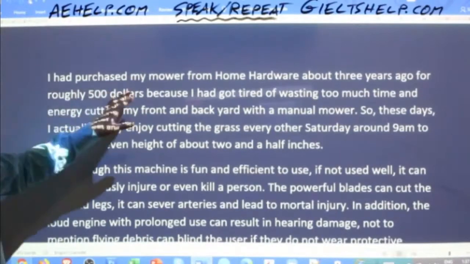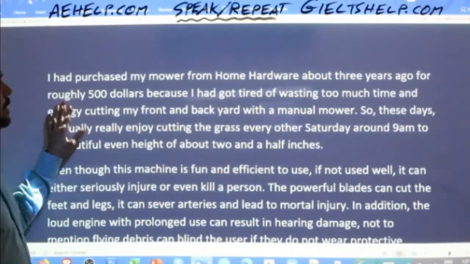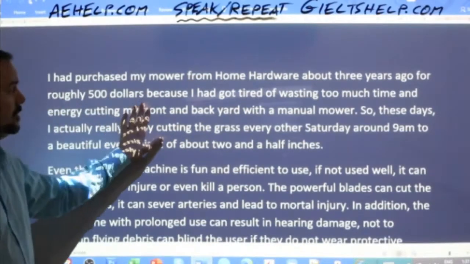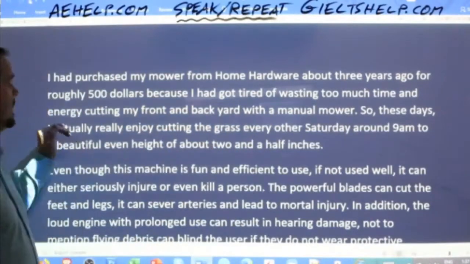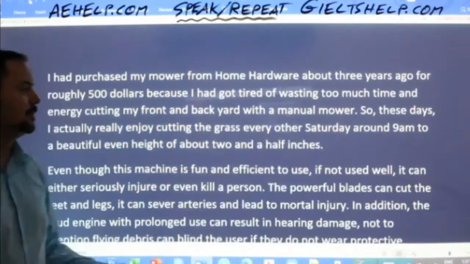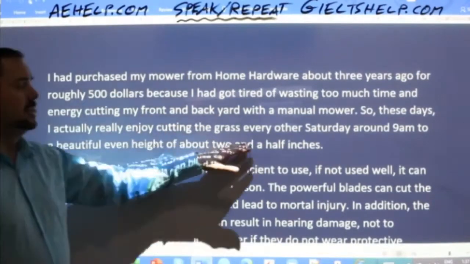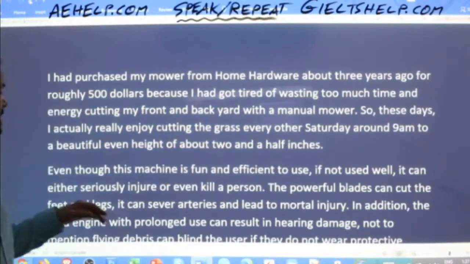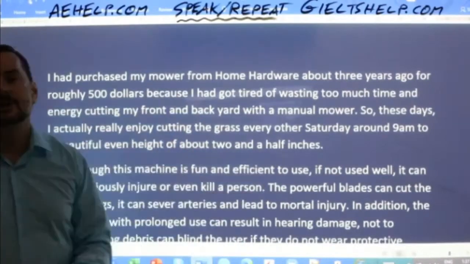I had purchased my mower from Home Hardware about 3 years ago for roughly $500 because I had got tired of wasting too much time and energy cutting my front and backyard with a manual mower. So these days, I actually really enjoy cutting the grass every other Saturday around 9 a.m. to a beautiful even height of about 2.5 inches.